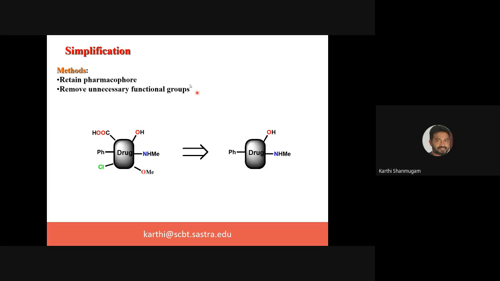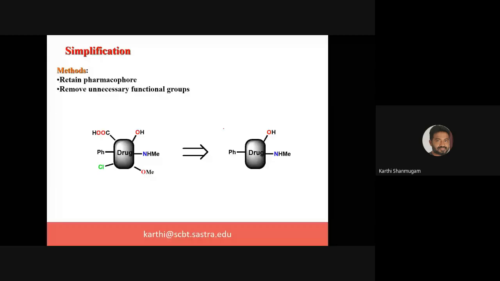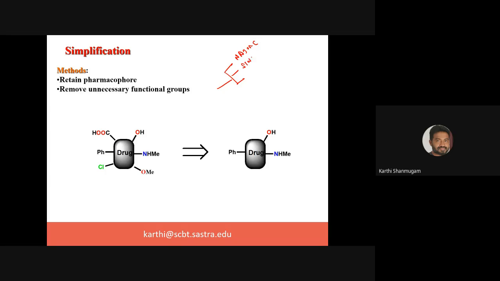Okay, fine. So why do we go for simplification? The main reason is, as we already discussed, natural compounds are one of the major sources of drug-like molecules. So we discussed three important sources. One is natural-based molecules, another is synthetic, and the other is the virtual world. Am I right?